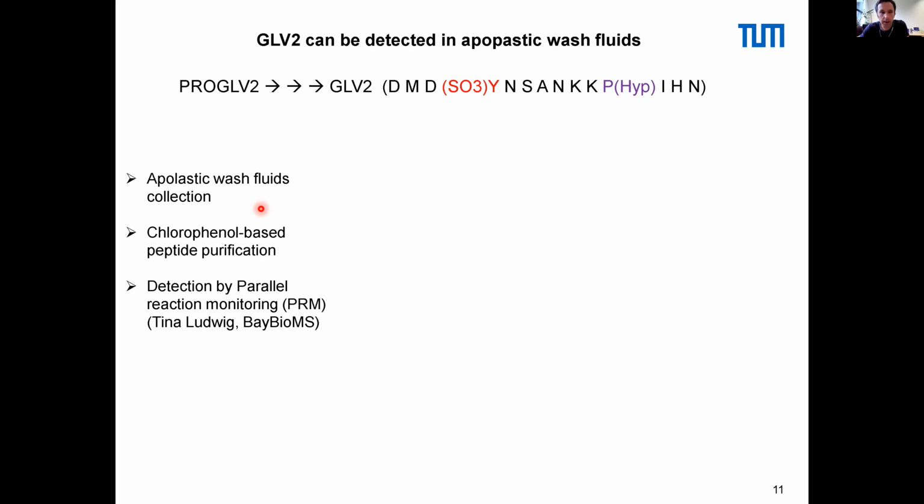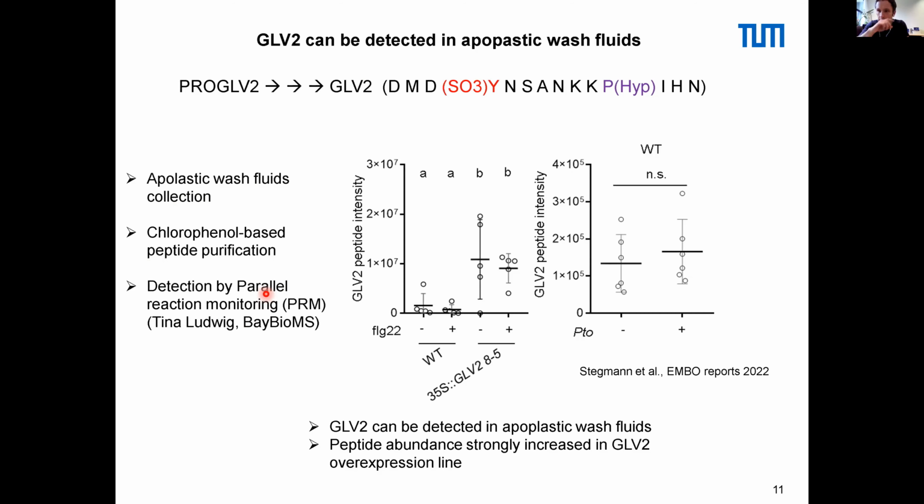And we did this based on a chlorophenol-based peptide purification method, which enriches for small peptides from these apoplastic wash fluids. And afterwards, we omitted any kind of digest and tried to detect these peptides in collaboration with Tina here at BayBioMS using parallel reaction monitoring. And indeed, we were luckily successful and could detect this peptide in wild type plants, shown here.